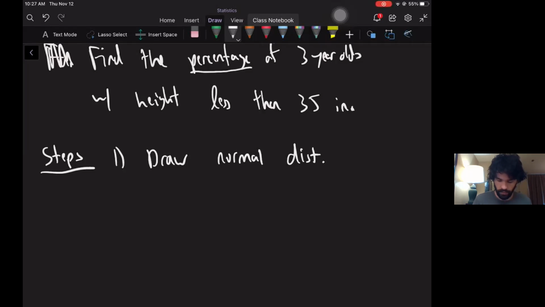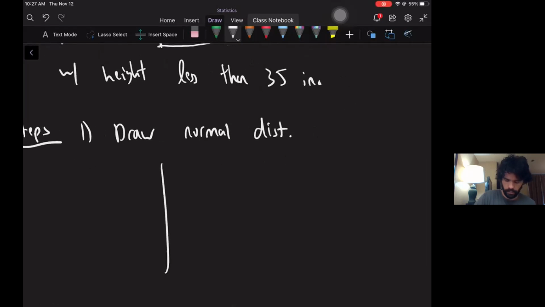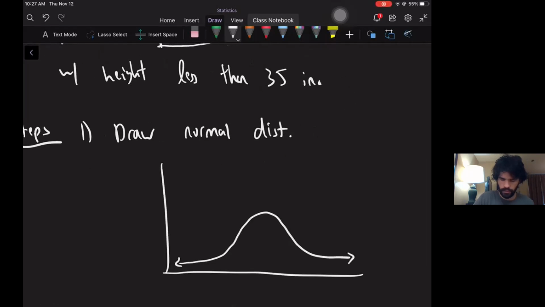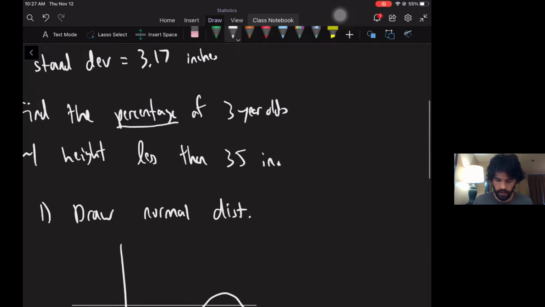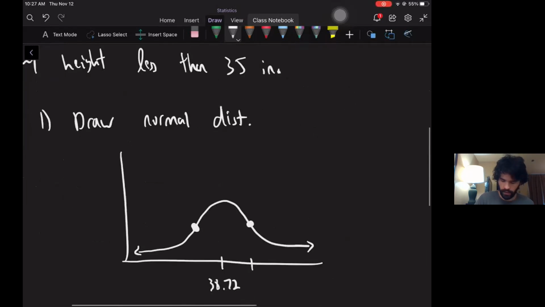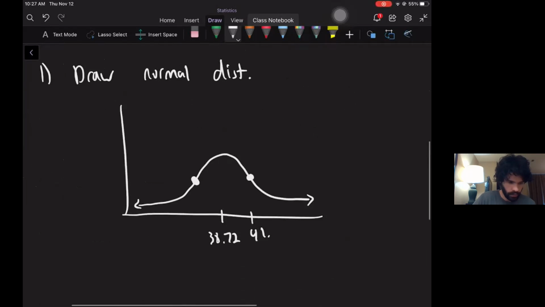So draw the normal distribution, which just means draw a bell curve however you want and write the mean that's given to you in the middle, and label where the inflection points are. So you have to add one standard deviation to go to the right, so I have to add 3.17. You can use a calculator, of course, for this purpose. 31.9, and you have to subtract one standard deviation to get this inflection point, 35.59.